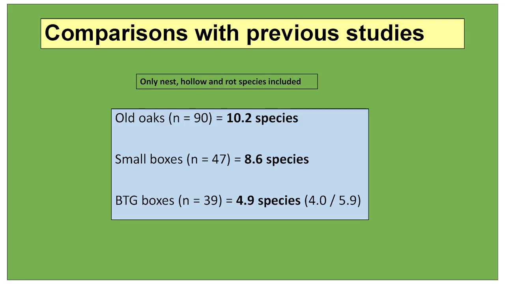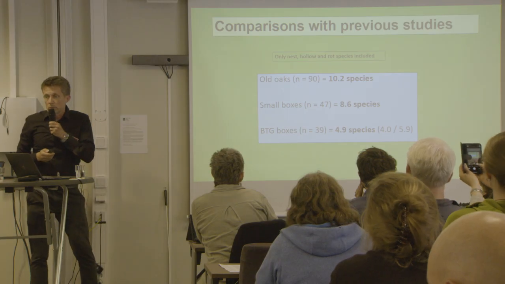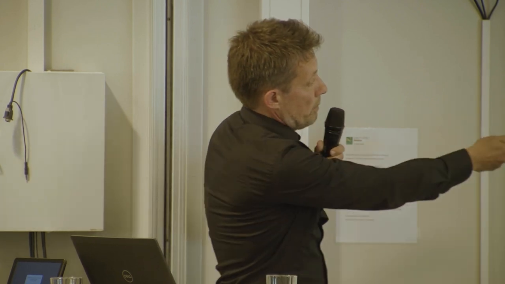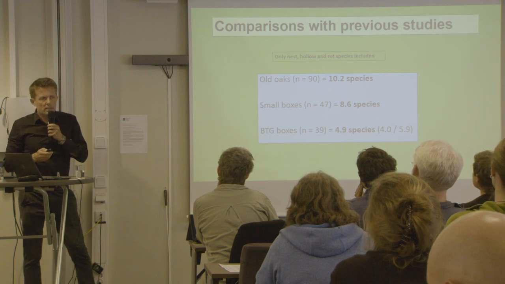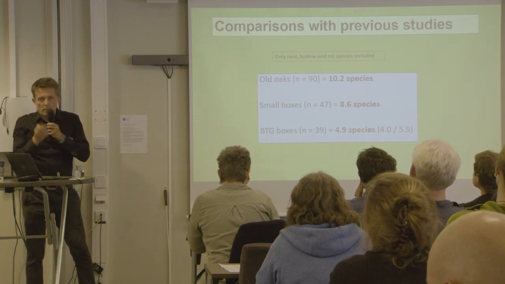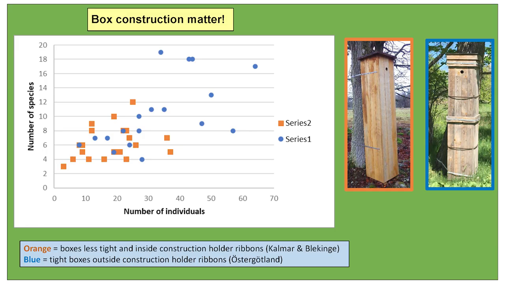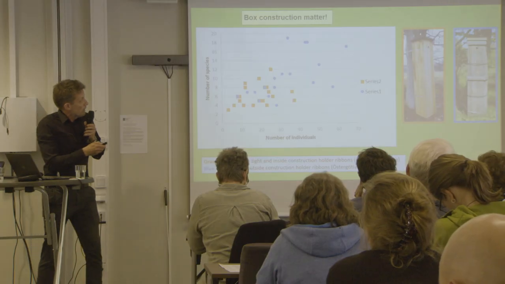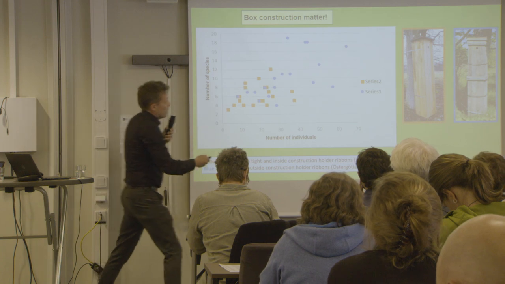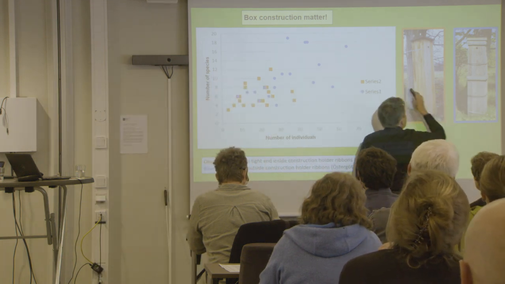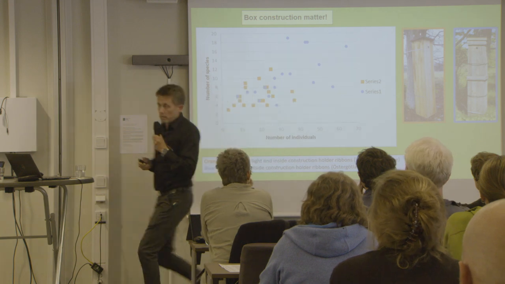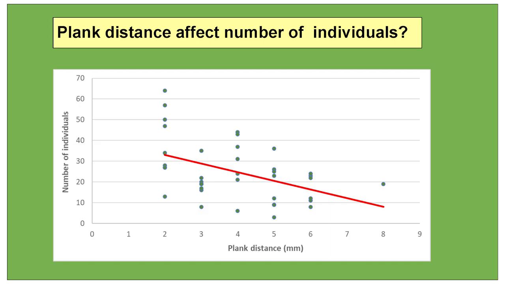But if we compare with the old oaks that we studied before, with the small boxes from the research that Thomas, Romaranis and I made, with the boxes from this project you can see it isn't as good. There are a little bit fewer species in our big boxes. And I have an explanation. One explanation is how it's constructed, is my idea. Here you can see that construction on the left side with these bars inside, creating one problem. The other problem you will see later, the plank distance was another problem, I guess.